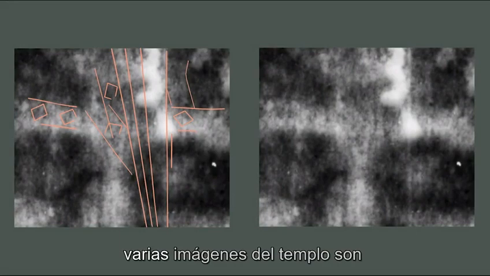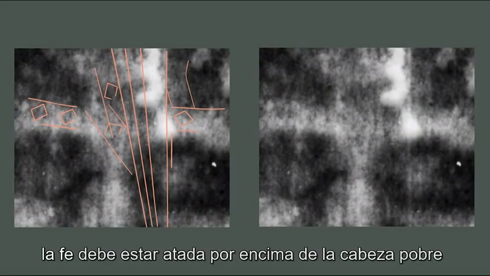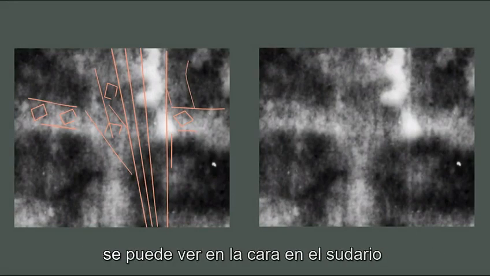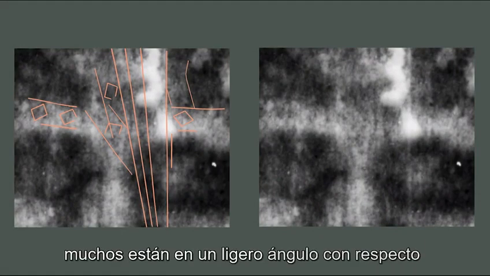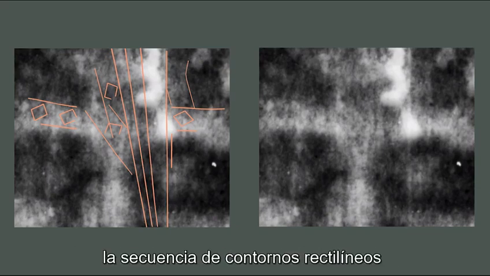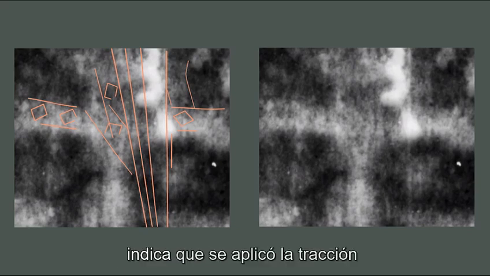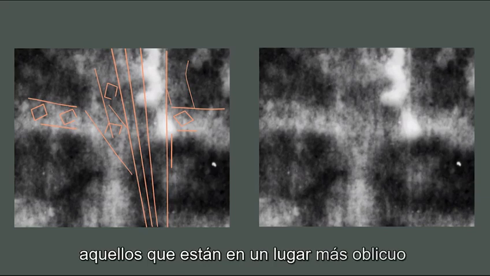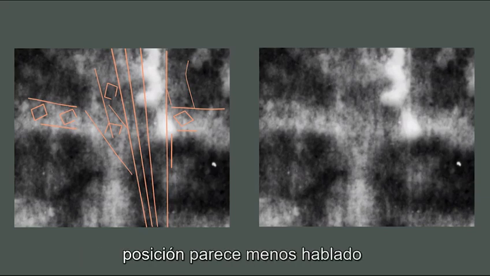Several images of the tefillah strap that, according to the Jewish faith, should be tied above the forehead can be seen on the face on the shroud. Many are at a slight angle with respect to the axis of symmetry of the face, and the sequence of rectilinear contours indicates that traction was applied. Those that are in a more oblique position appear less taut.